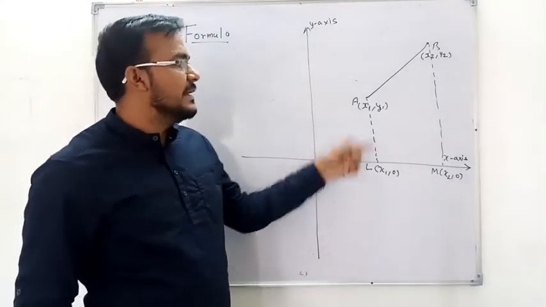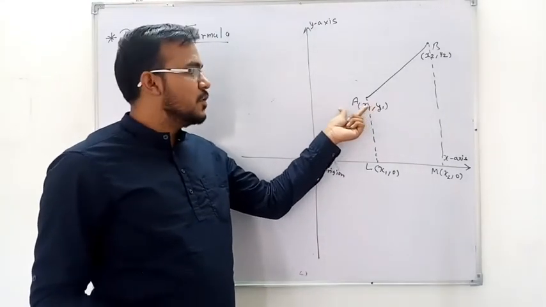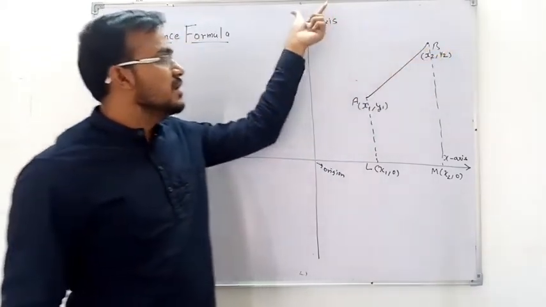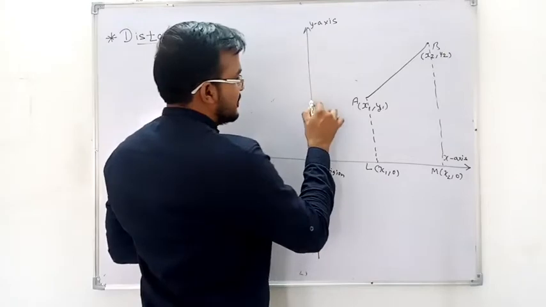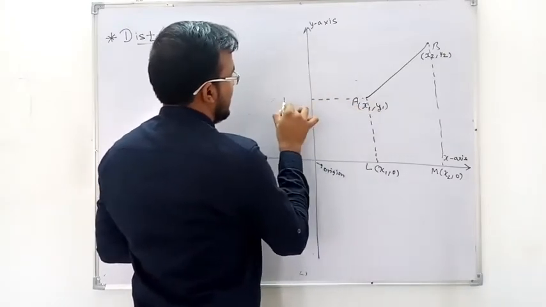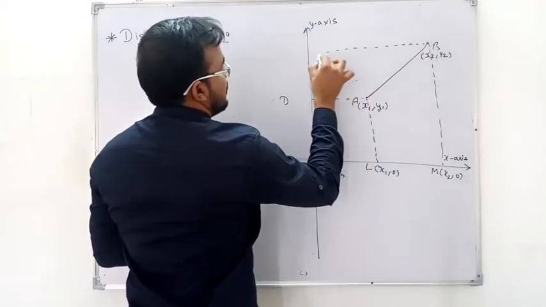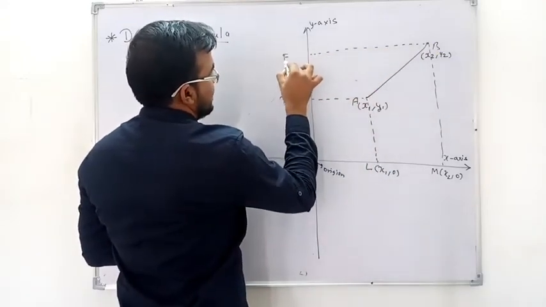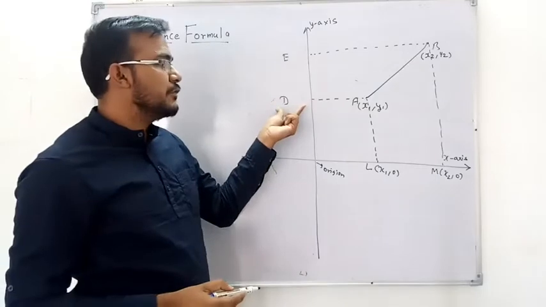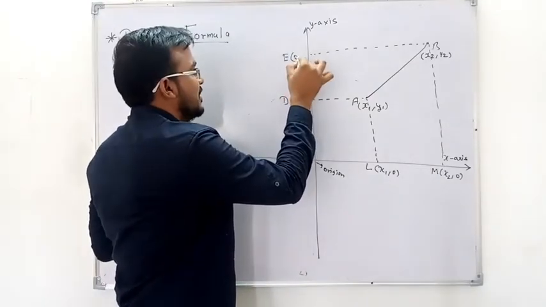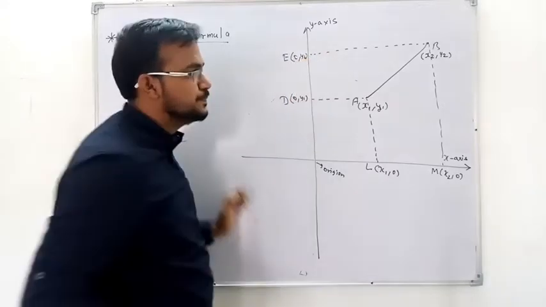If we similarly take the perpendicular from point A on the y-axis and from point B on the y-axis, let this point be called D, and from point B it is called E. If we check the coordinate of D, it is 0, y1, and that of E is 0, y2.